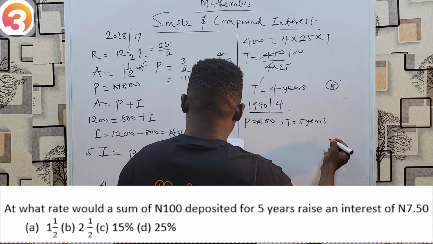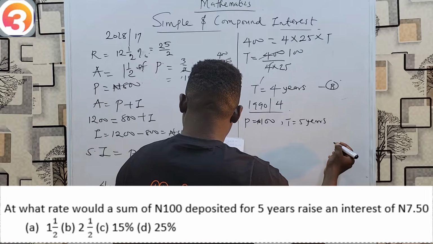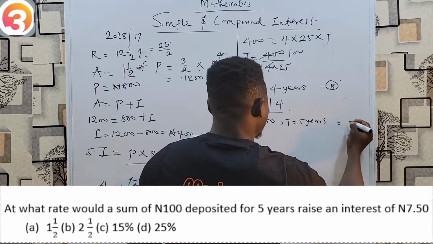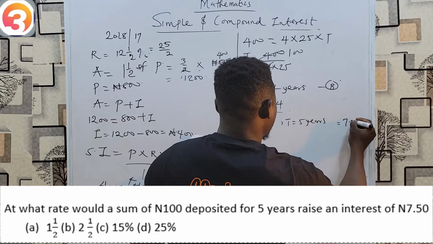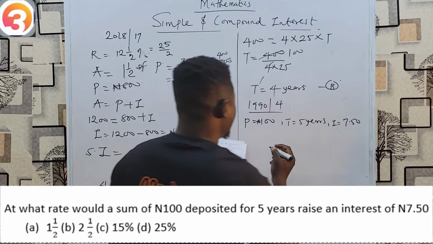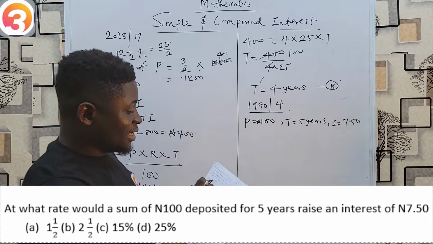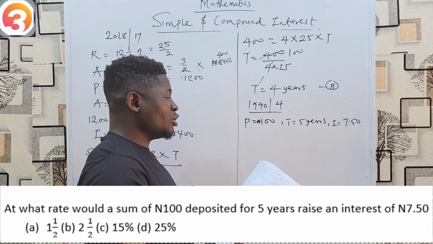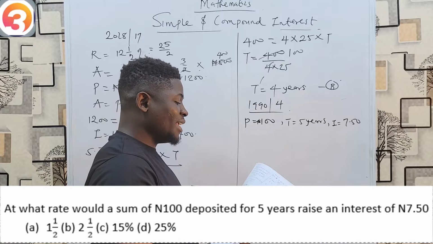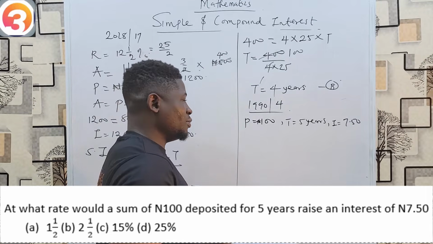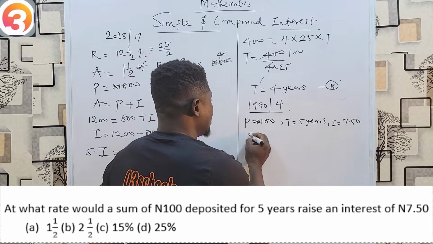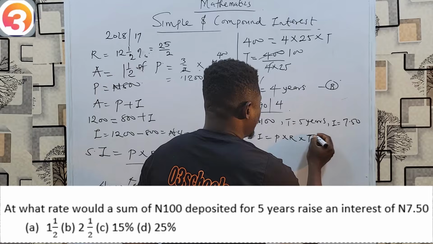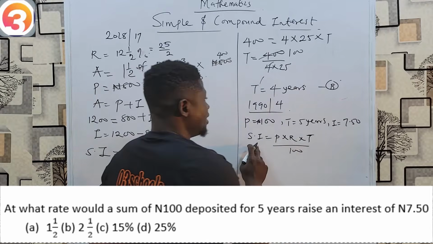We're given the interest. Sorry, not 750 naira. We're given an interest of 7 naira 50 kobo. So they say, at what rate will this sum of 100 naira deposited for 5 years raise an interest of 7 naira 50 kobo? We already know our simple interest formula. Simple interest is principal times rate times time over 100. Are we given interest? Yes.